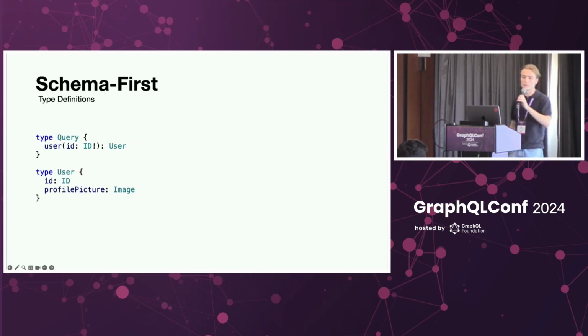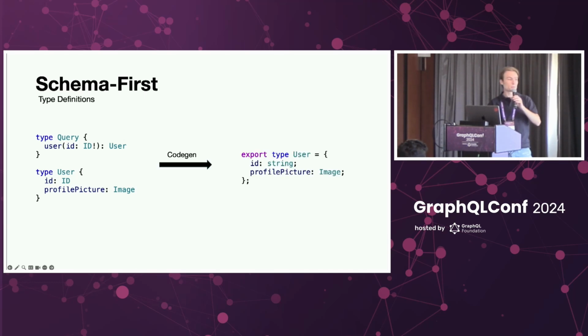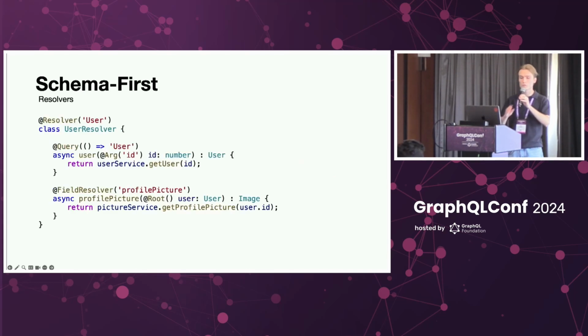And let's begin with schema first. Usually in a schema first approach, you start by having schema definition language and writing down your entire GraphQL schema in that. So for example, in this example, we have a type query and a type user with fields ID and profile picture. And after that, we have a code generator running to generate some TypeScript type in that case for our user, having the equivalent fields of ID, in this case type string, and the profile picture of type image.